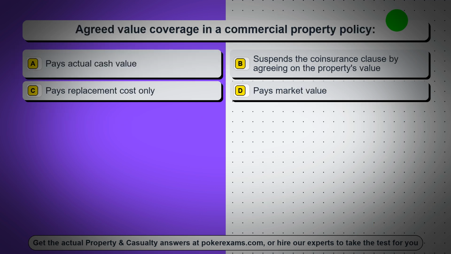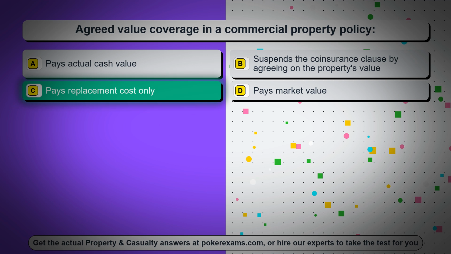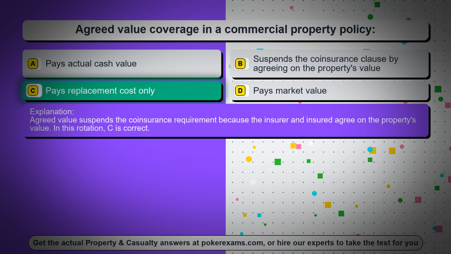Question 52. Agreed value coverage in a commercial property policy. Option A, pays actual cash value. Option B, suspends the co-insurance clause by agreeing on the property's value. Option C, pays replacement cost only. Option D, pays market value. The correct answer is option C, pays replacement cost only. Agreed value suspends the co-insurance requirement because the insurer and insured agree on the property's value. In this rotation, C is correct.